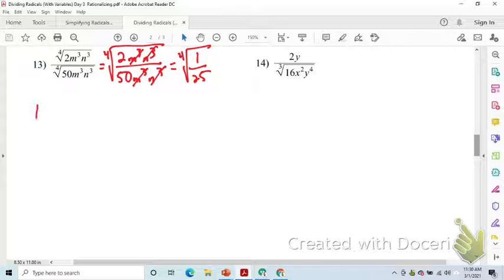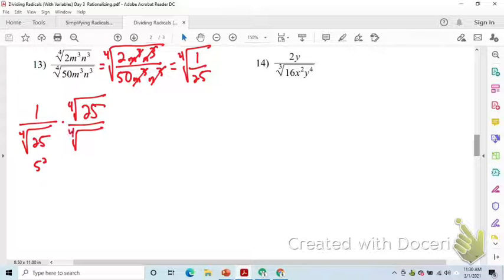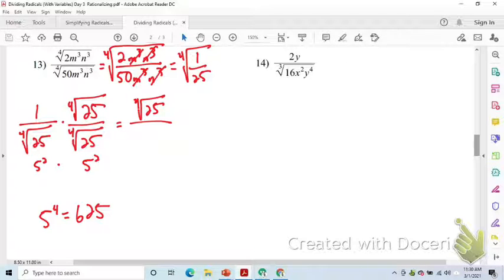So you're going to take this 1 over the fourth root of 25, which is also 5 squared, and you are going to multiply this by the fourth root of 25 over the fourth root of 25. Now, the reason I'm saying that, ladies and gentlemen, is because 5 to the fourth power is 625. And if you have 5 squared times 5 squared, that'll give you the fourth root of 25 over the fourth root of 625, which is also known as 5 to the fourth. So our denominator is now 5.